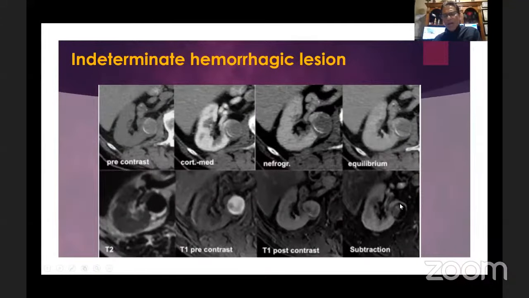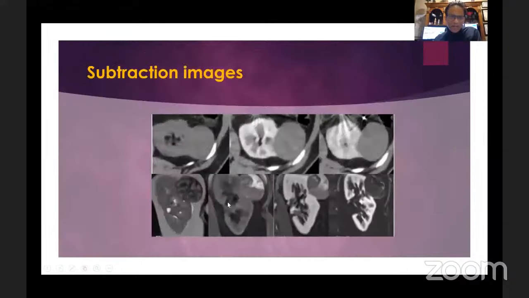But when you do subtraction, you can see this ugly nodule within this cyst, which was a papillary renal cell carcinoma, which would have been difficult to diagnose either on the CT images or non-contrast or non-subtracted images. So subtraction technique is very important.